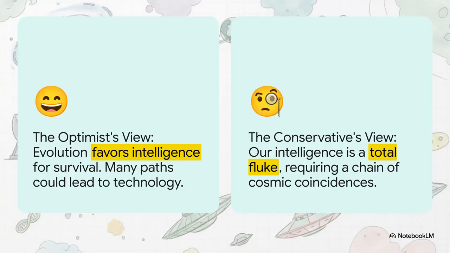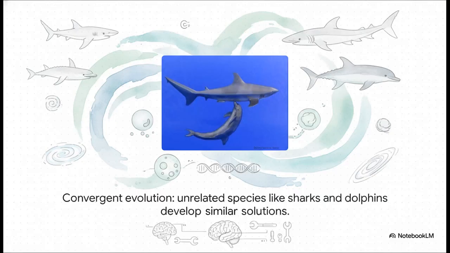All right, the next clue we have to investigate is F-Civ. That's the fraction of planets with life that go on to produce a technological civilization. And this is where scientists really disagree. The conservative view? It's that we are just an incredible fluke, a 1 in a trillion shot, the result of a super long chain of cosmic coincidences. But the more optimistic view says, hang on a second, evolution tends to find similar solutions to similar problems over and over again. And this leads to a really cool idea called convergent evolution.